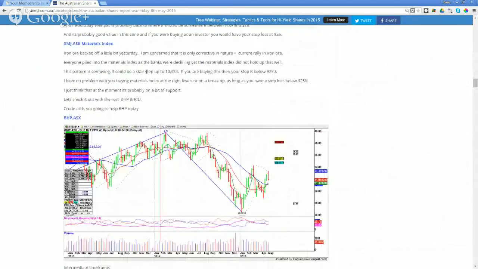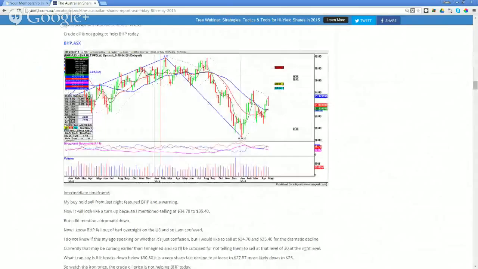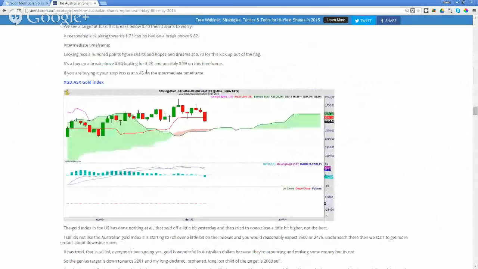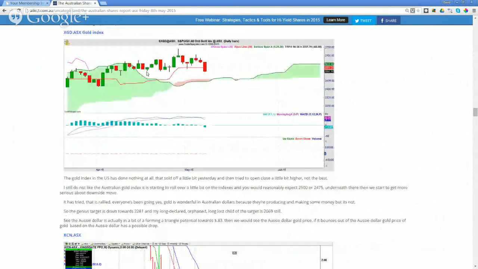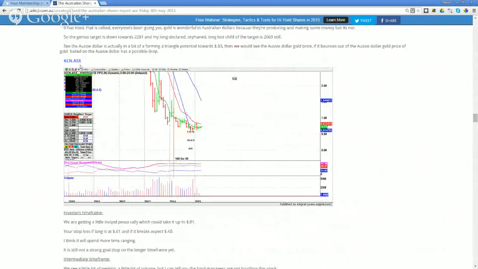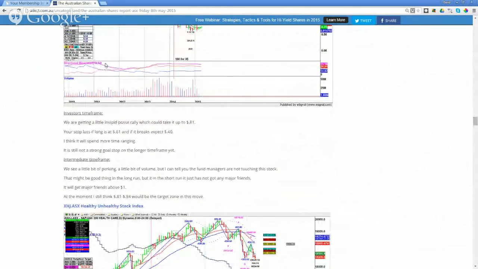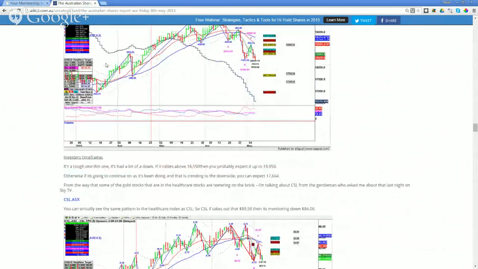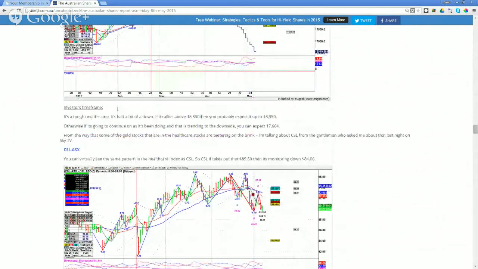I then also talk about the materials index, BHP, Rio, the energies index, BRU. Not often for BRU, we pick an energy stock to look at for the day. Gold index, we pick a gold index stock to look at, like this time it was KCN. And a healthcare index, we called it the unhealthy stock index. You might want to look at that report that's up on the website.